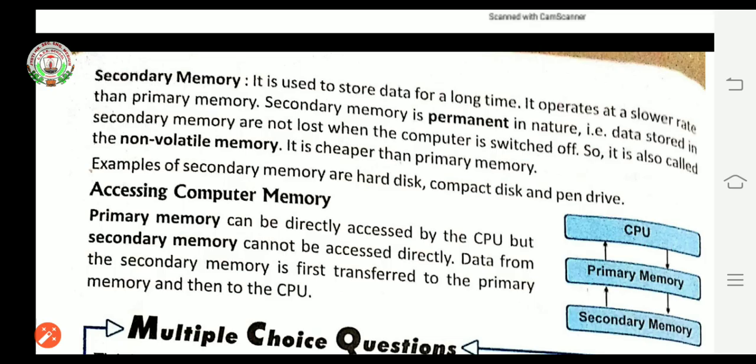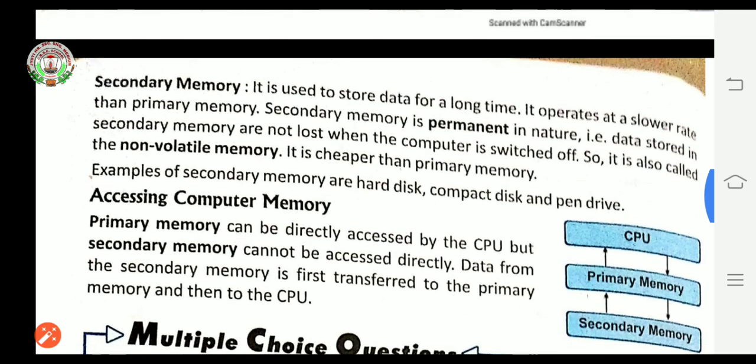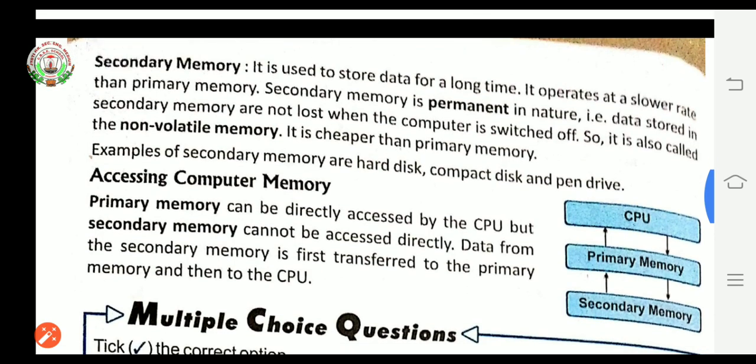So it is also called non-volatile memory. That is why it is also called non-volatile memory, means not changeable. Whatever work you have done or whichever data you have stored in your computer system, that is going to remain the same. It is cheaper than primary memory. As the secondary memory is working slower than the primary memory, it is also cheaper than the primary memory.